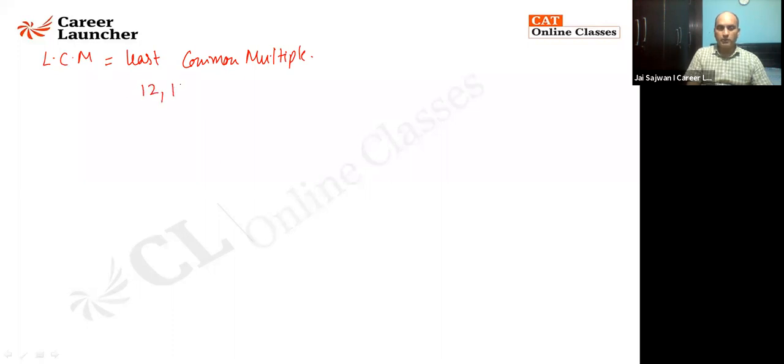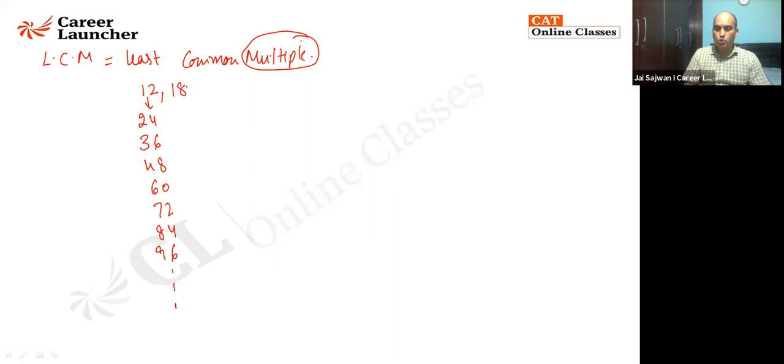So for example, I'm taking two numbers, 12 and 18, and I want to find out the LCM, the least common multiple of them. The first thing that you need to check in both the numbers are the multiples. What are the multiples of 12? 12, 24, 36, 48, 60, 72, 84, 96, and so on. Similarly, 18 ones are 18, 18 twos are 36, 18 threes are 54, 18 fours are 72, 18 fives are 90, 18 sixes are 108, 18 sevens are 126, and it also goes like this.